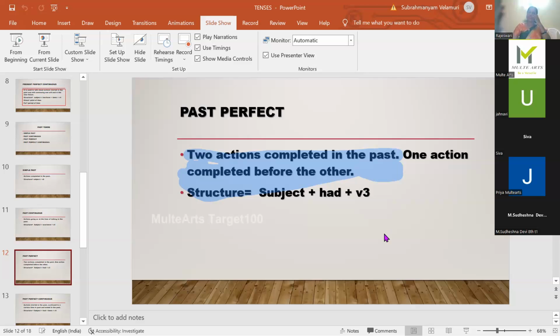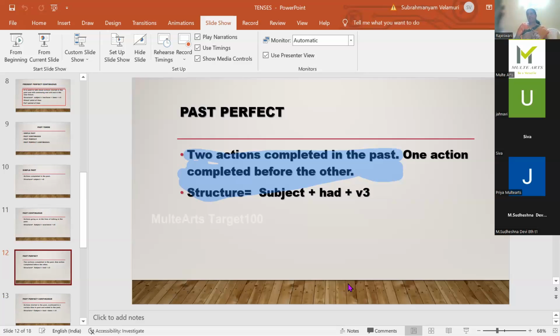The doctor had come after the patient died. So the patient died before the doctor came. The dying of the patient took place before the doctor arrived. So what action takes place next will be in simple past. The first action will be in past perfect.